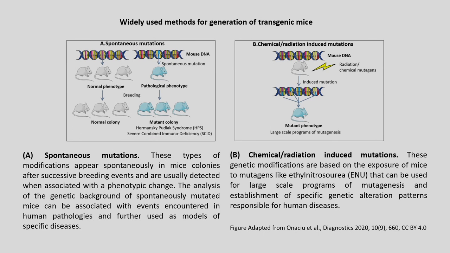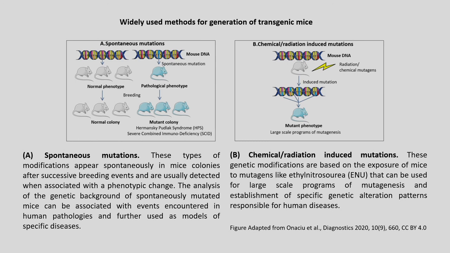While in the second type, chemical or radiation induced mutations, we provide the radiation and the chemical mutagens artificially, which induces genetic changes and gives rise to mutant phenotypes. In the spontaneous mutations, modifications appear spontaneously in mice colonies after successive breeding events and are usually detected when associated with a phenotypic change. The analysis of the genetic background of spontaneously mutated mice can be associated with the events encountered in human pathologies and further used as models of specific diseases.